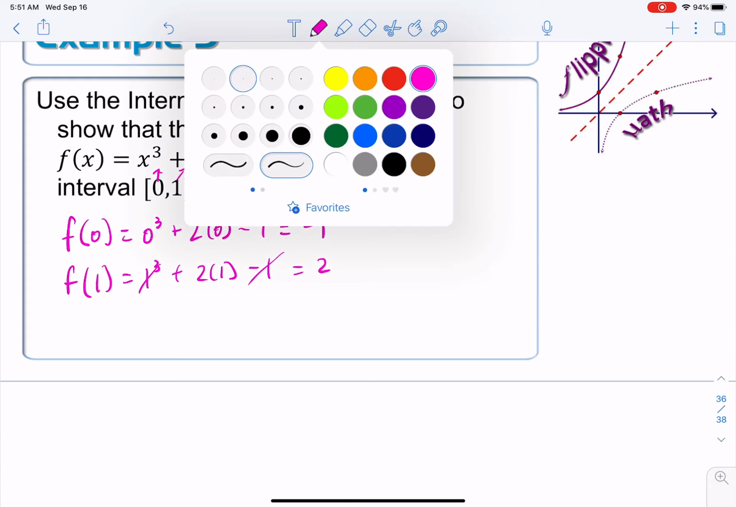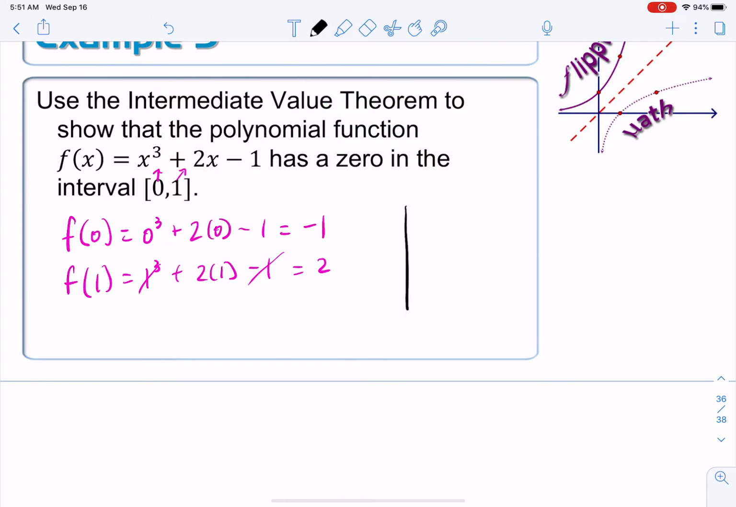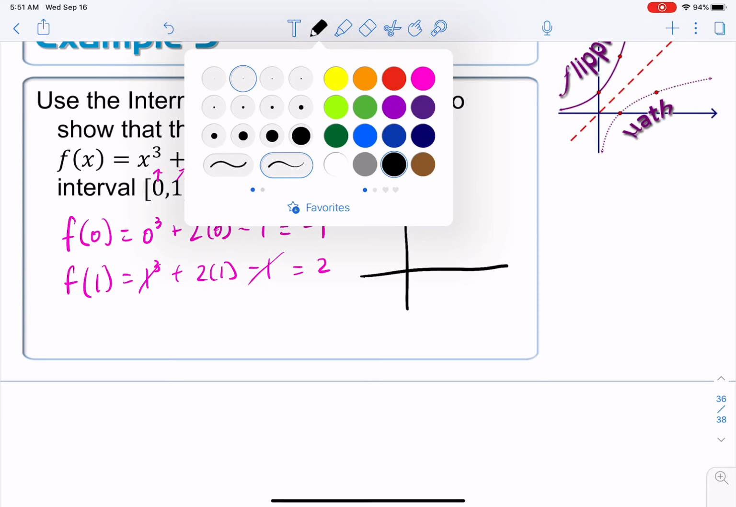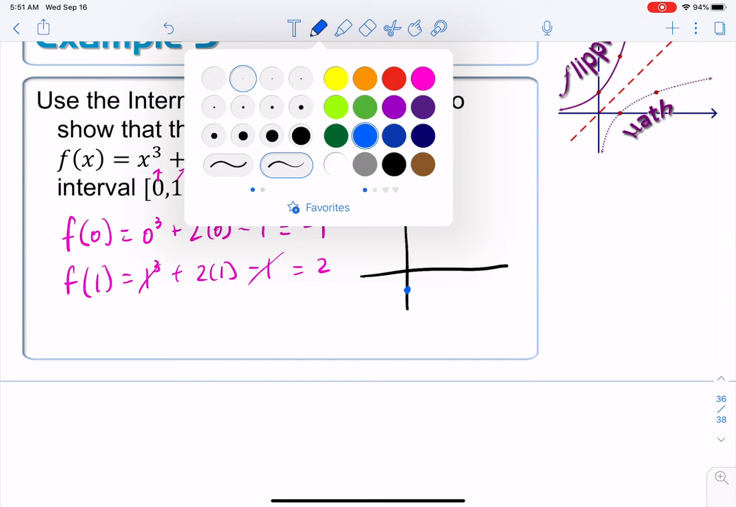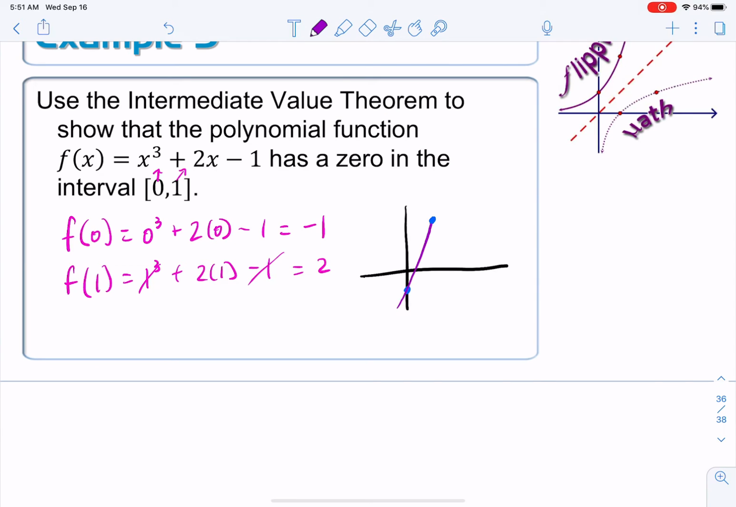So if you wanted to think of a graph here, at 0, what color should we choose? Okay, blue. At 0, we're at -1 for the y value. So it's like right down here. And then over at 1, we're at +2, and let's say that it's right about there. So in between those 2 points, well, yeah, obviously I've got to hit 0 in between there. Right? And it's because this thing is continuous.